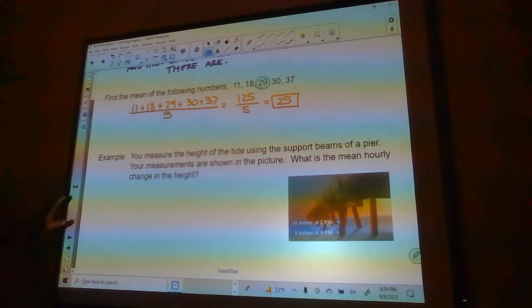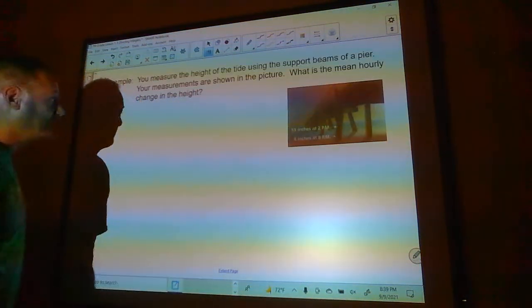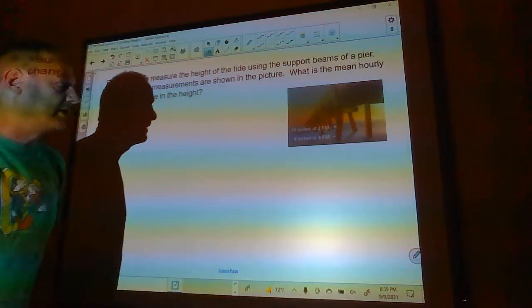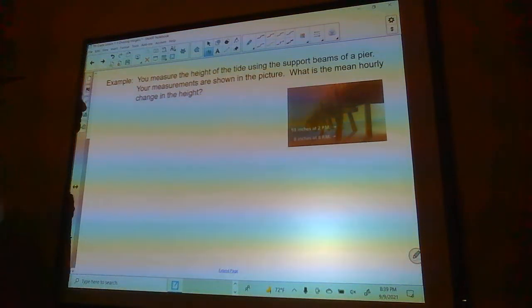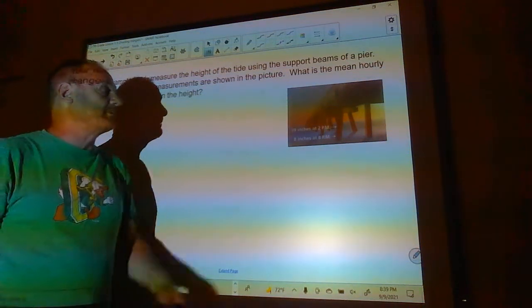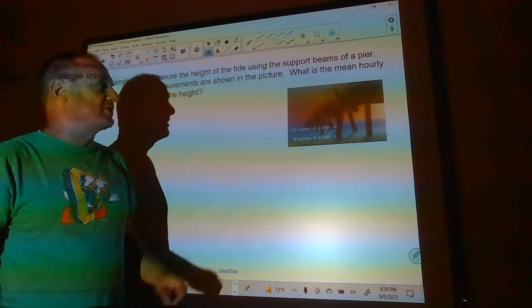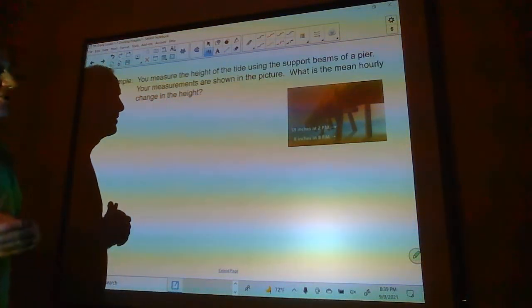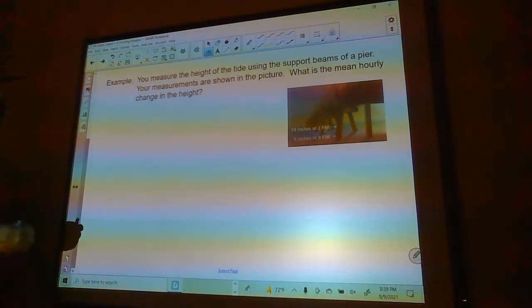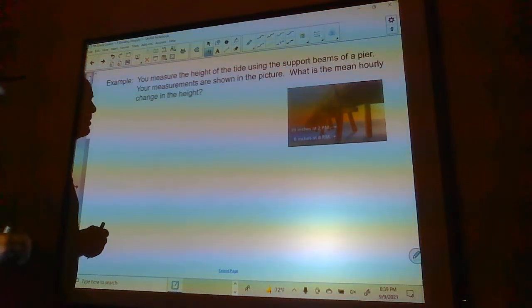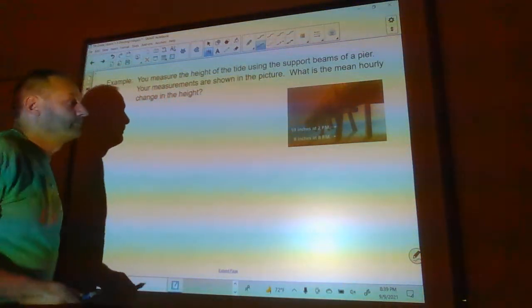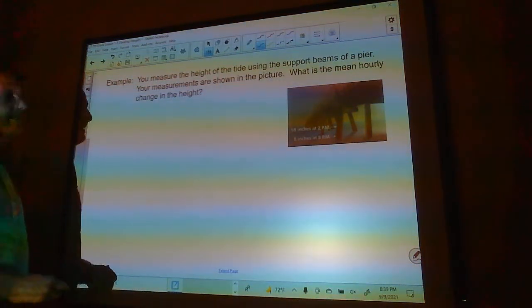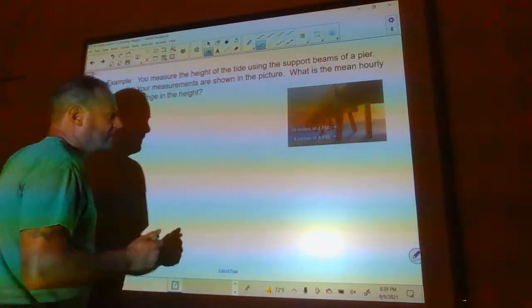Okay. So here we have a little story problem, little data in the picture over here. So you measure the height of the tide using support beams of a pier. Your measurements are shown in the picture, which it might be hard to see, but the measurements are 59 inches at 2 p.m. and 8 inches at 8 p.m. What is the mean hourly change in rate? Okay, you got to be careful with this. So it ends at 8 o'clock at 8 inches.